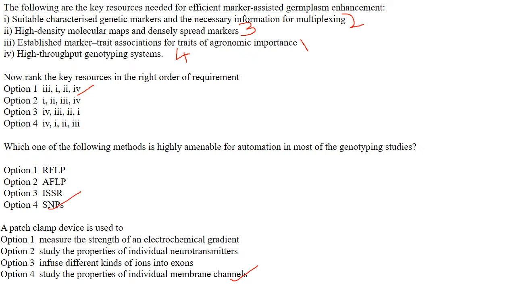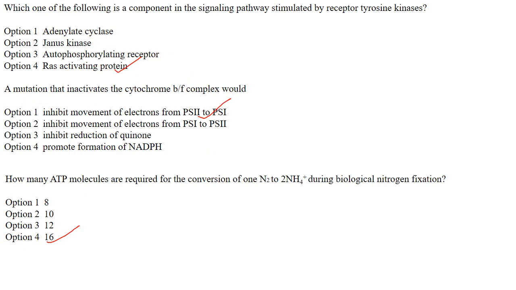Which of the following methods is highly amenable for automation in most of the genotyping studies? It is SNPs. Then, a patch clamp device is used to study the properties of individual membrane channels. Which one of the following is a component in the signaling pathway stimulated by receptor tyrosine kinase? It is RAS activating protein. A mutation that inactivates the cytochrome b6f complex would inhibit the movement of electrons from photosystem 2 to photosystem 1.